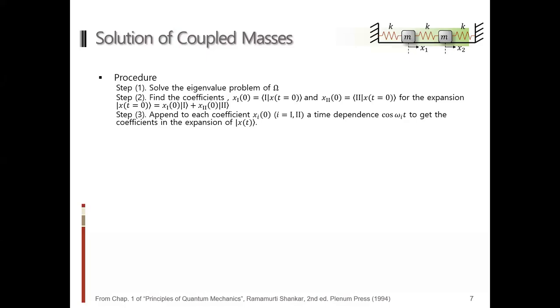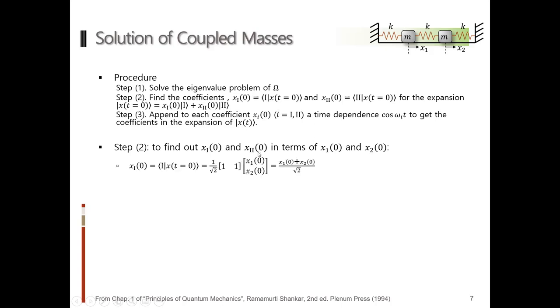So if I summarize what we did up to now: instead of trying to solve the differential equation directly, we first solved the eigenvalue problem of the given Hermitian operator. To go further, we tried to find the initial condition for the coefficients of the new eigenbasis. To find these values, and to connect them to the original initial values for this displacement and this displacement, we can use this relation.